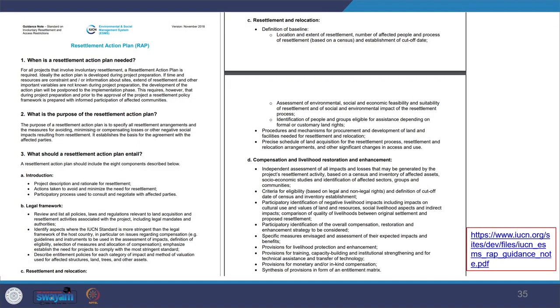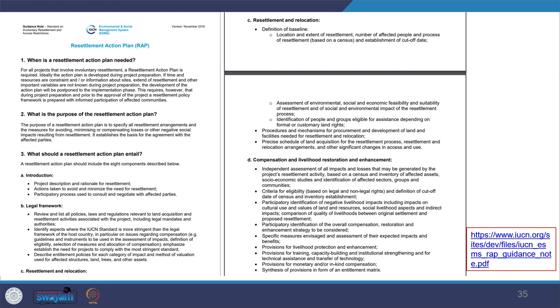So once it's approved, and then how you're handling all those aspects, it comes in the later part of this. But it is suggested that you should have a similar team, and the team engaged in preparing the RAP should be involved from the beginning of the project, so that the key elements are considered in the project. So let us see the resettlement action plan guidance given by IUCN here. So you can look at what's the purpose of the resettlement action plan. You see that the purpose is to specify all resettlement arrangements and the measures for avoiding, minimizing, or compensating losses or other negative social impacts resulting from resettlement.